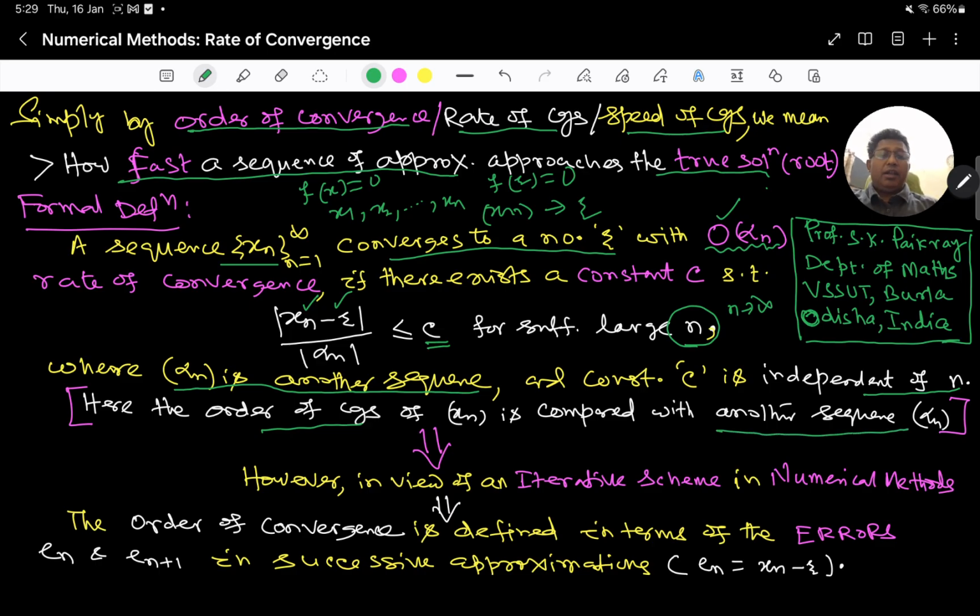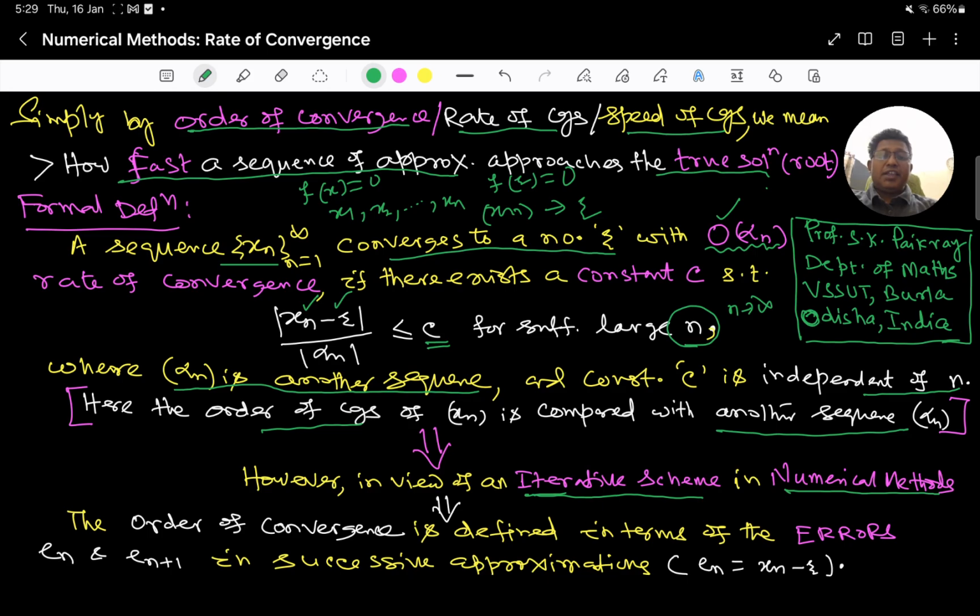But in particular, in numerical methods, basically we have an iterative scheme to solve a system of equations. We have a fixed point iteration, we have a Newton-Raphson method. These are all iterative schemes. So in view of numerical methods, on the basis of an iterative scheme, what the order of convergence is.